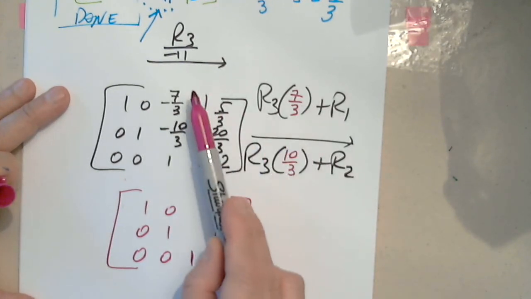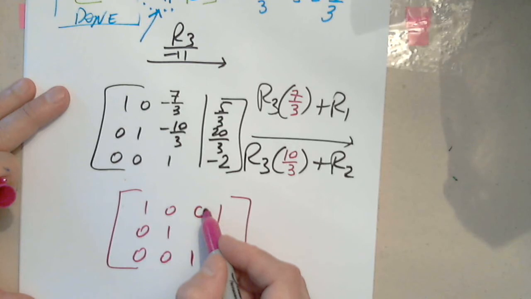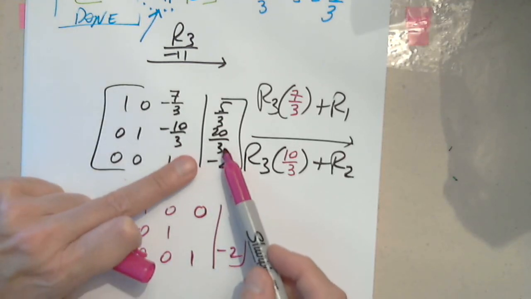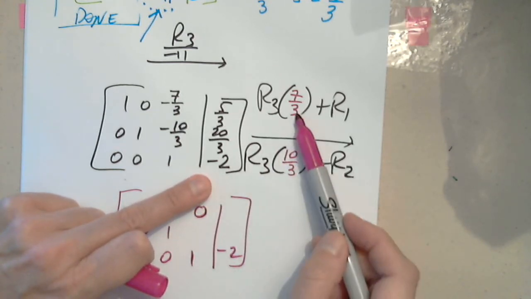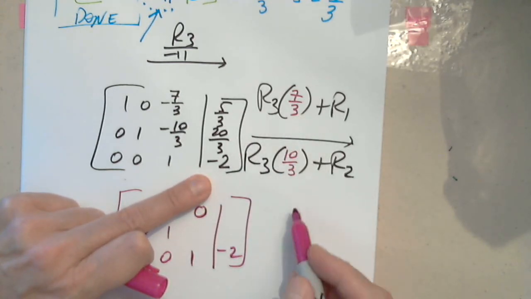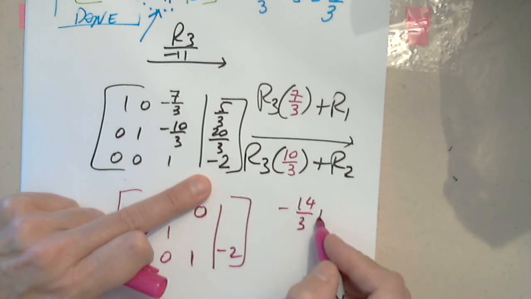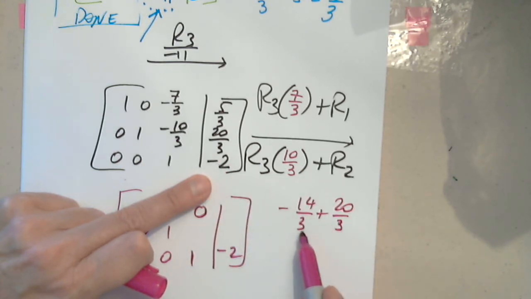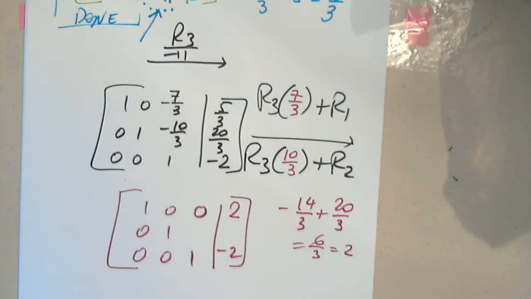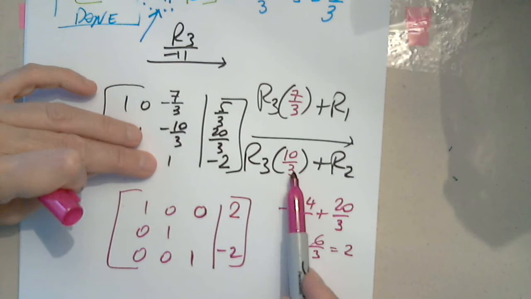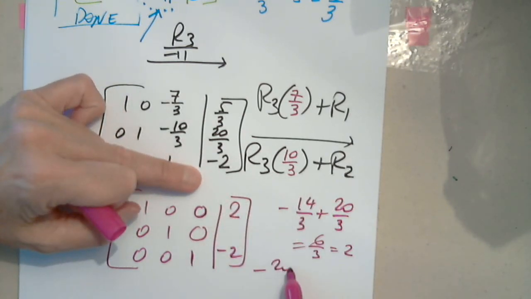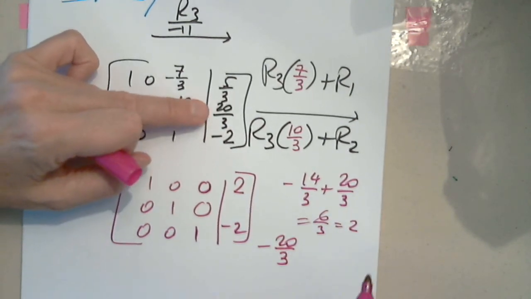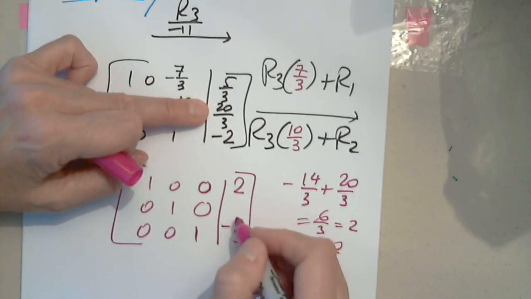One times 7/3 plus 7/3. 20 over 3, I'm sorry, -2 times this is -14/3 plus 20/3 is 6 over 3, which is 2. Finally, this times this plus this better be 0. This times this is -20 over 3 plus 20 over 3. Nice.